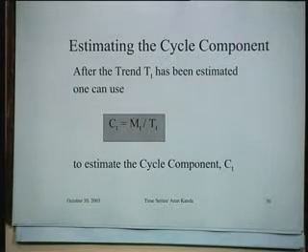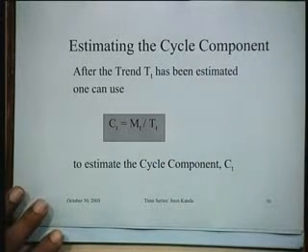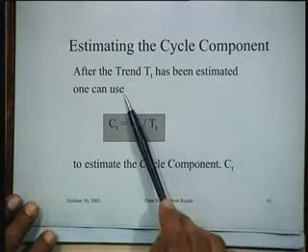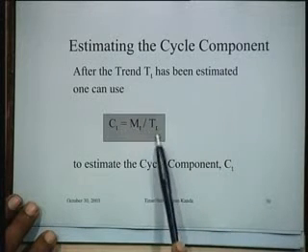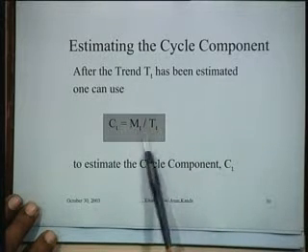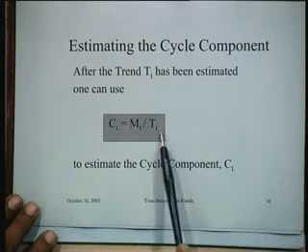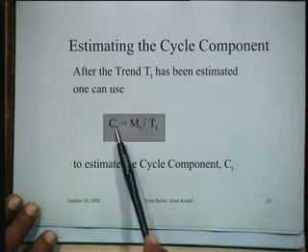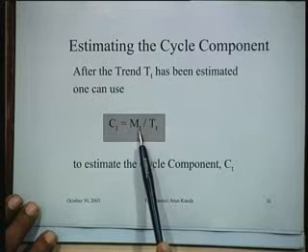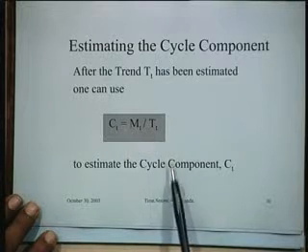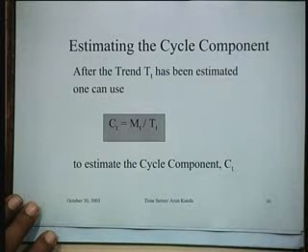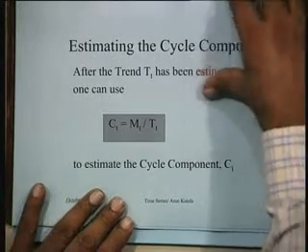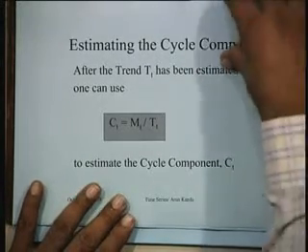Then how do you determine the cycle component? After the trend Tt has been estimated, one can use Ct is equal to Mt by Tt. This is the moving average. The moving average was the product of the trend and the cyclic component, and therefore to determine the cyclic component you can simply divide the moving average by the trend, and this will give you the cyclic component. This is the idea. And what remains now, we have talked about the three elements, the major elements here.